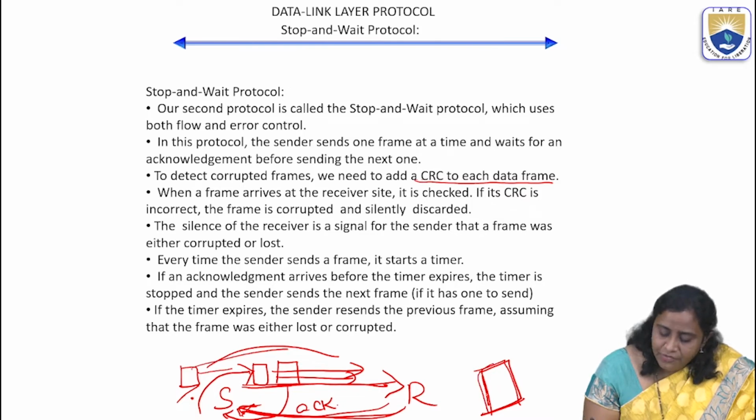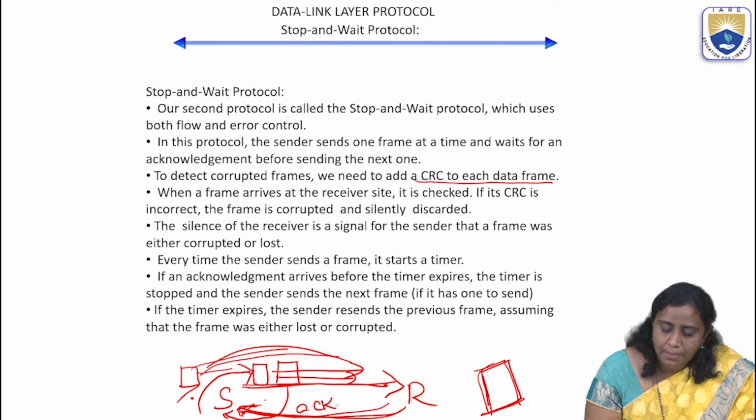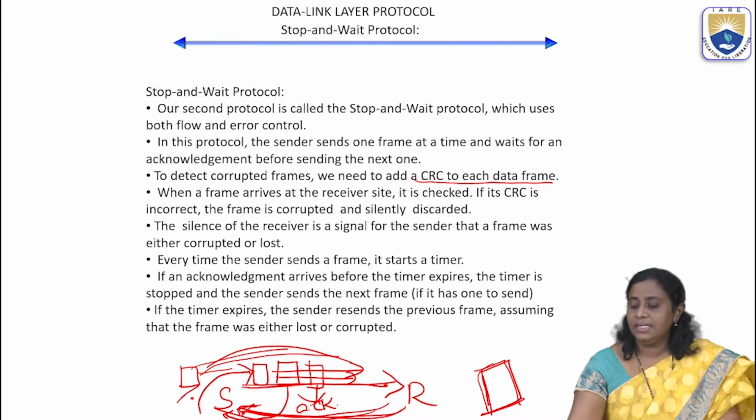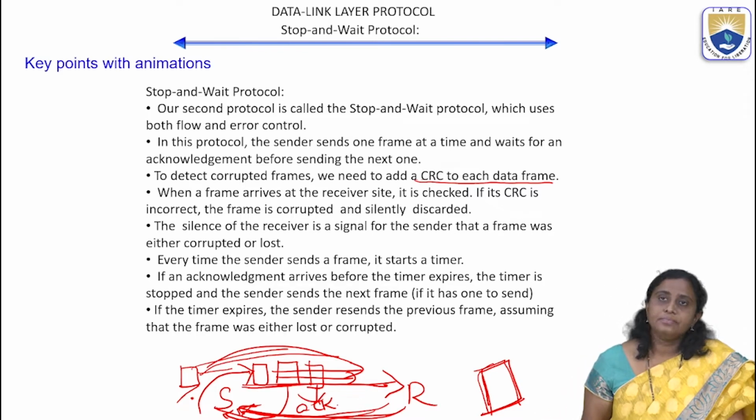Or else, if it is not stopped, the sender resends the previous frame, assuming that the frame was either lost or corrupted in the middle of the transmission. That is the main concept of the stop and wait protocol.